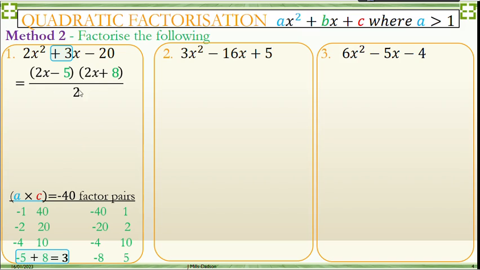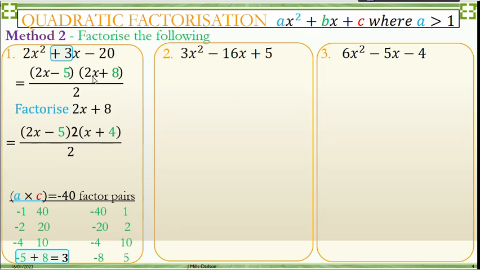Then look at the bracket and see where you can factor out 2. You can factor out 2 here, but you can factor out 2 there. So when you factor out 2, this is what you have. And the 2 can now cross out, leaving the rest as your answer. So that's the second method.